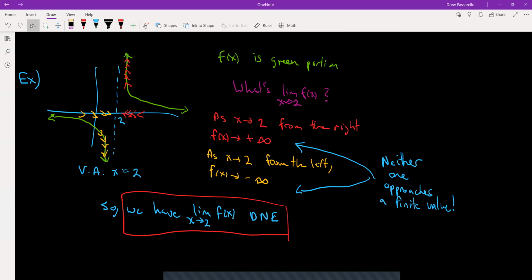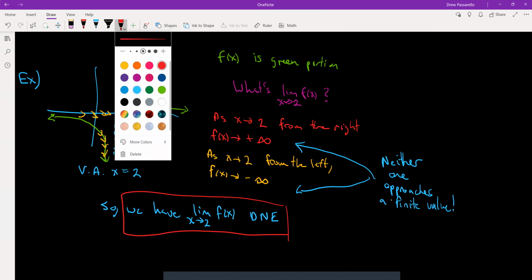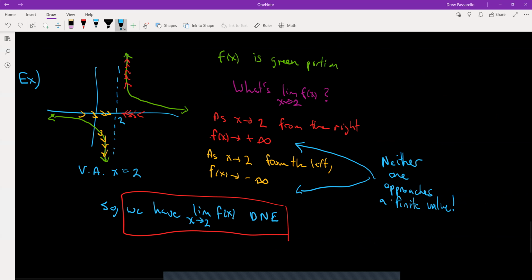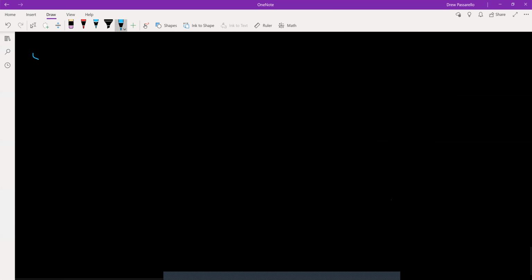And again, this is what happens when you have a vertical asymptote. So your limit has to approach a finite value. I'm going to do one more.